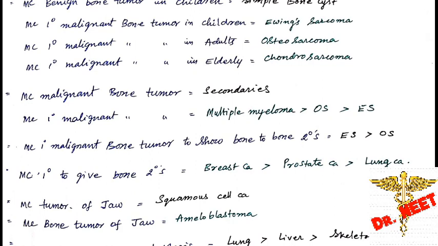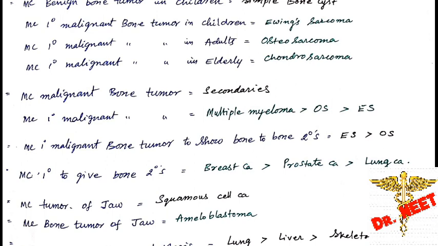Most common malignant bone tumor is secondaries. Most common primary malignant bone tumor is multiple myeloma, more than osteosarcoma, more than Ewing sarcoma. Most common primary malignant bone tumor to show bone-to-bone secondaries is Ewing sarcoma more than osteosarcoma. Most common primary to give bone secondaries is breast carcinoma more than prostate carcinoma more than lung carcinoma.